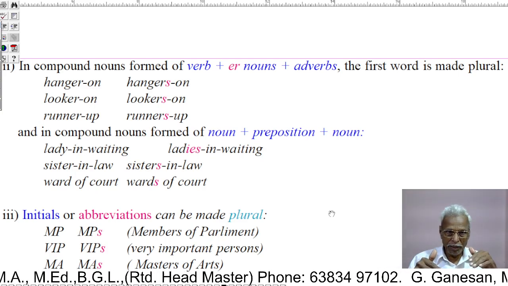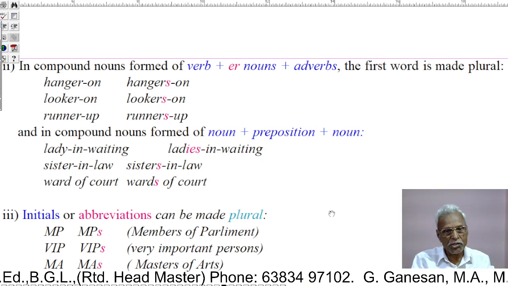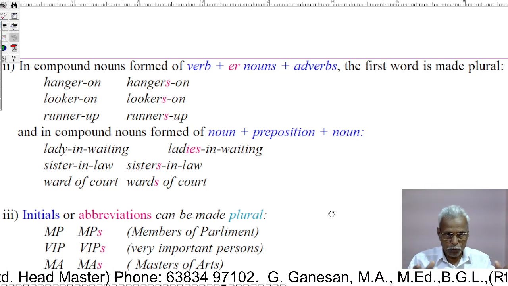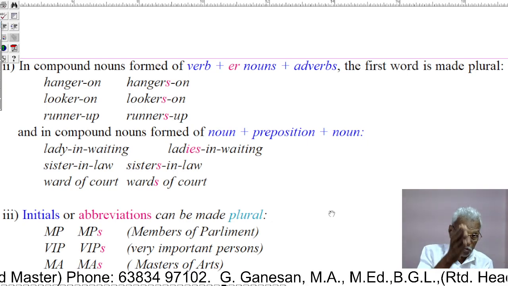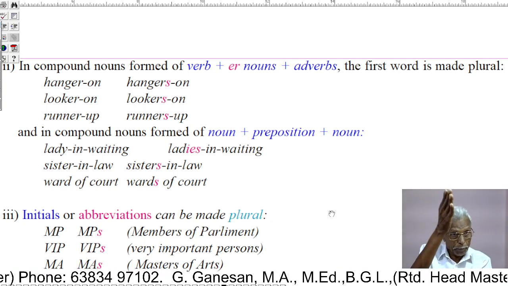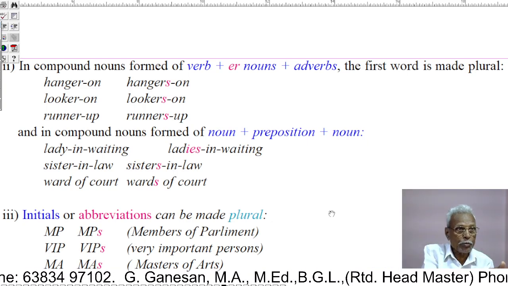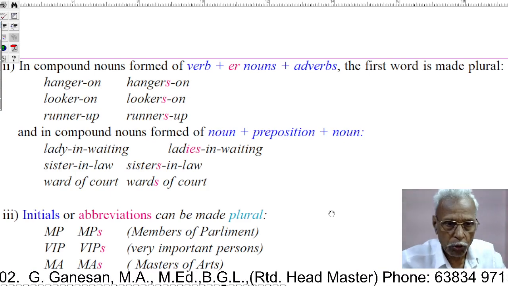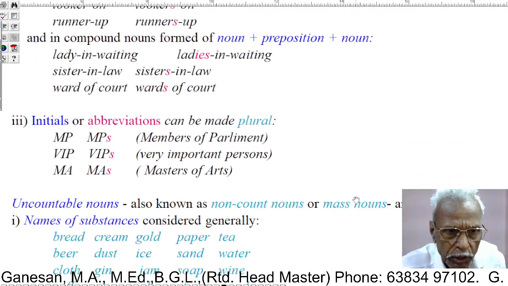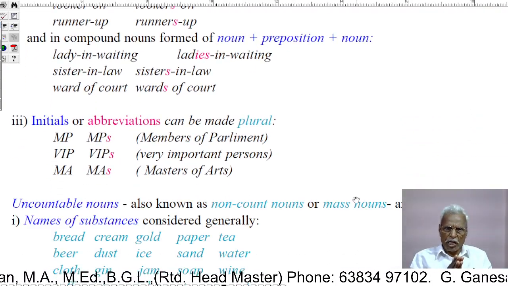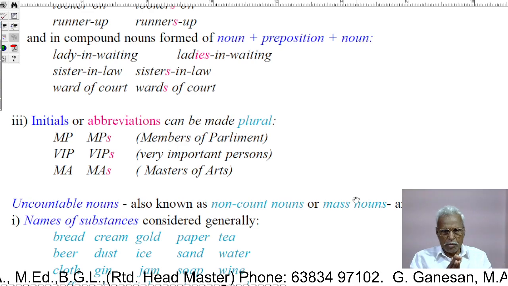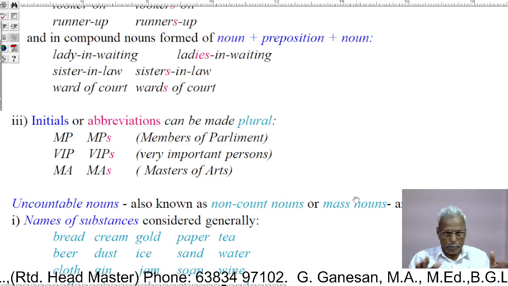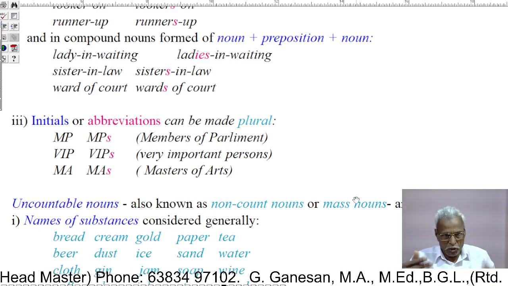Okay. Lady in waiting, ladies in waiting. That is a lady servant. Sister-in-law, sisters-in-law. Word of court, words of court. That is, for compound nouns formed by noun plus preposition plus noun, the first noun should be made plural. That is the rule, and then rule 3. Initials and abbreviations can be made plural. MP, MPs, members of parliament. VIP, VIPs, very important persons. MA, MAs, masters of arts.